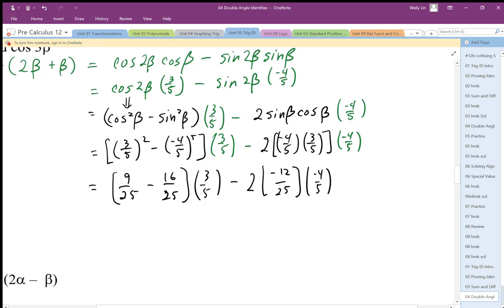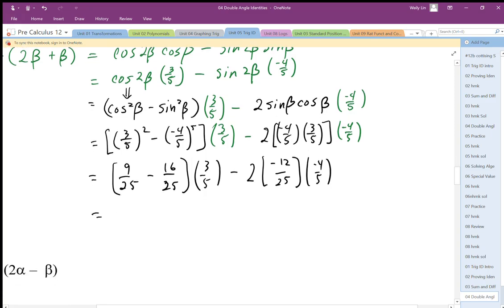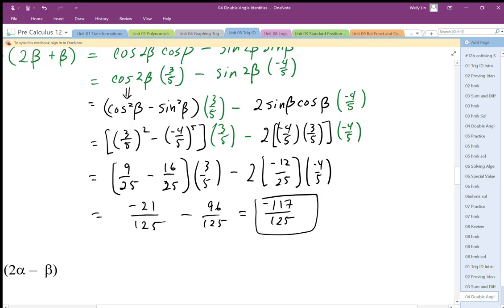When I calculate that all out, I end up with negative 7 times 3 is negative 21 over 125 minus, that's 3 negatives, so I'm going to have negative. It's going to be 2 times 12 times 4 is 96 over 125. Notice I get a common denominator. When I subtract those, I end up with negative 117 over 125. So there's my cosine ratio of 3 beta.